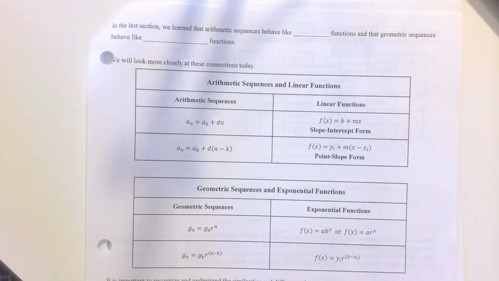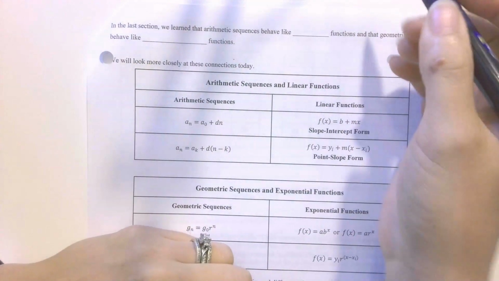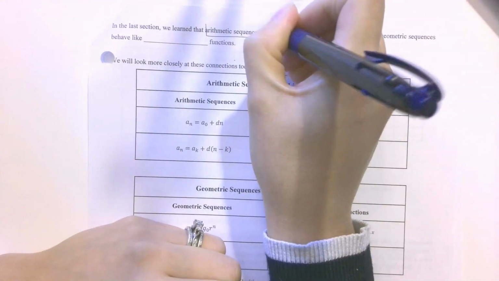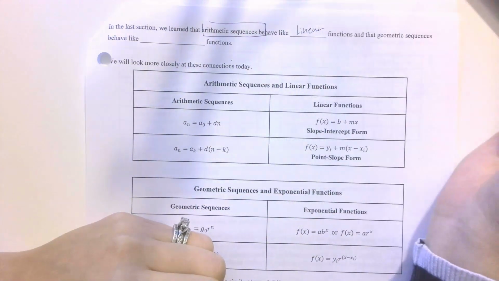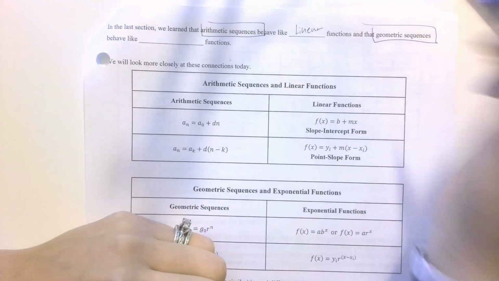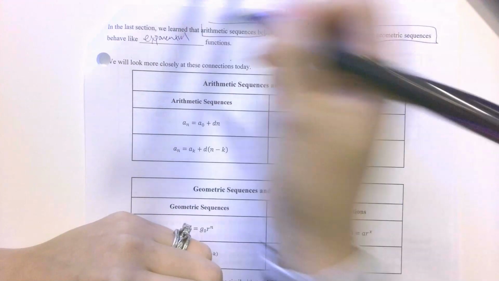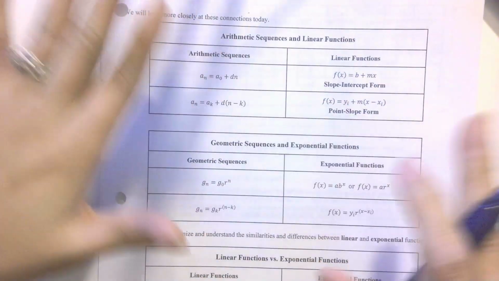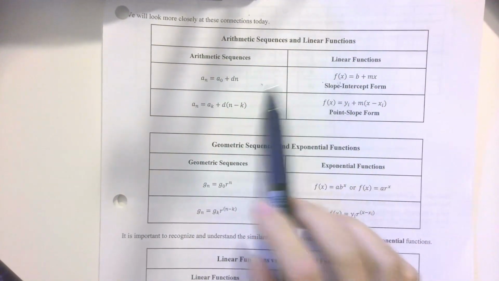All right, so when I say "in the last lesson," I meant last lesson. We learned that an arithmetic sequence behaves like what function? Linear function. And a geometric sequence acts like an exponential function. So this chart here is a lot. I agree, a lot, but it kind of makes sense, okay? All right, so I just put it side by side.